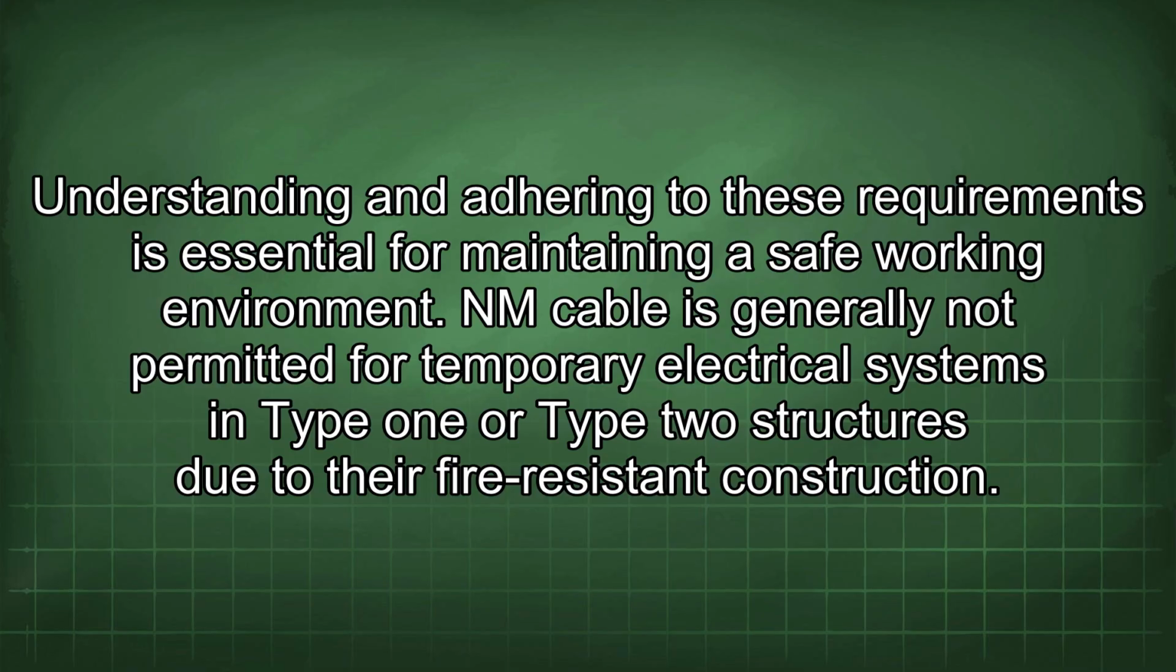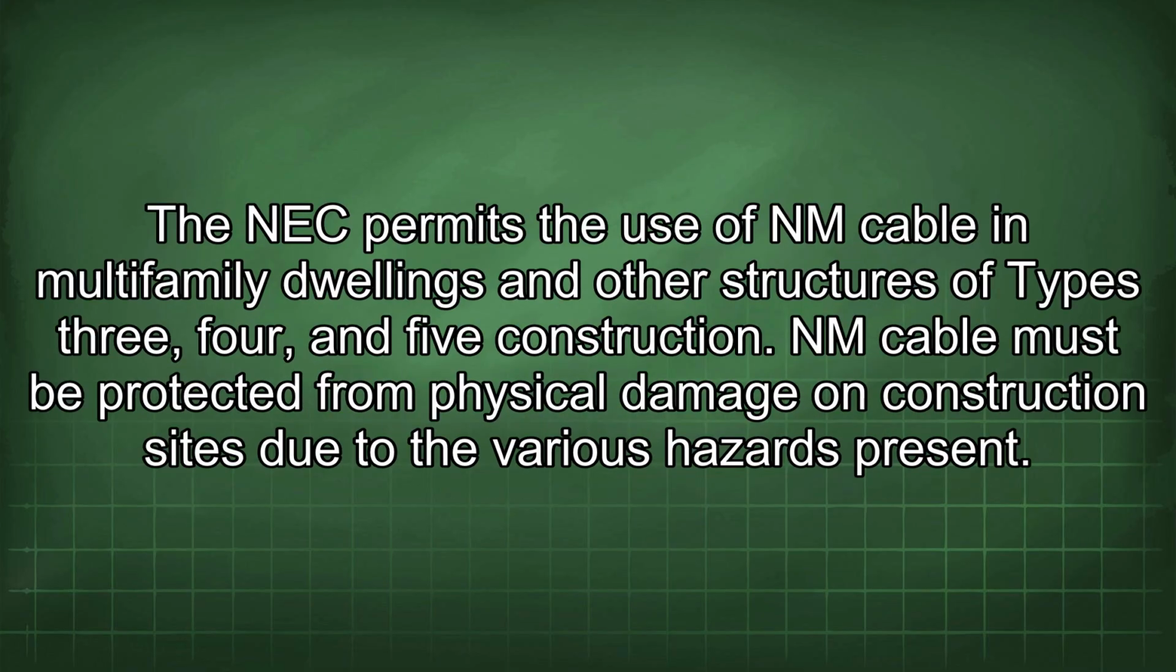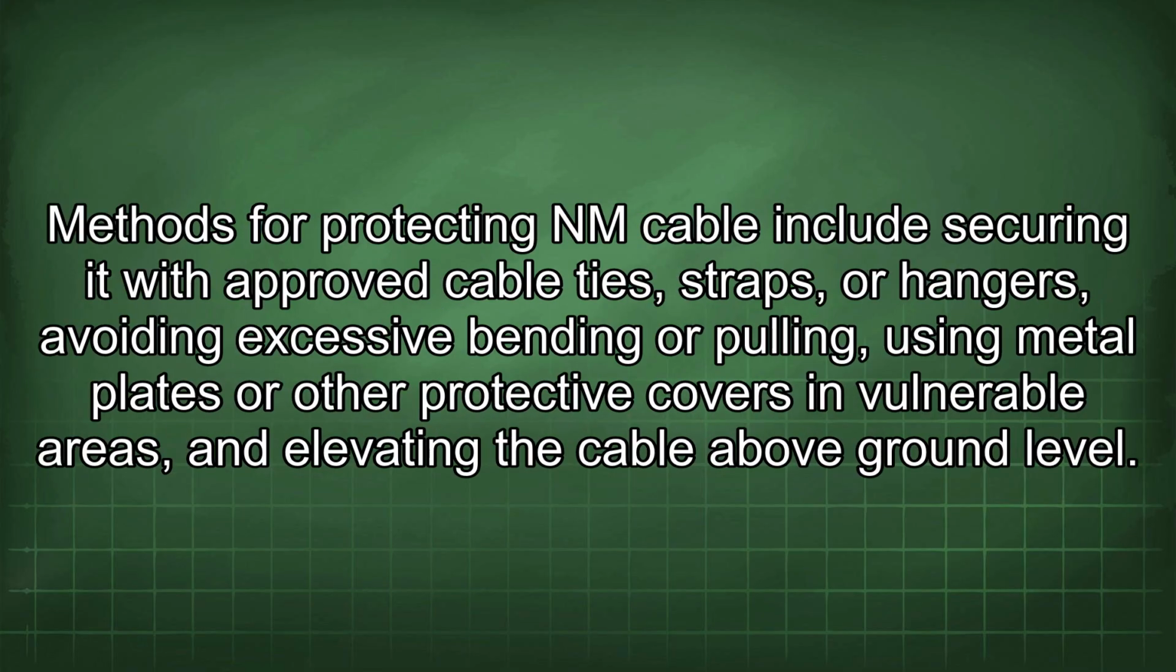NM cable is generally not permitted for temporary electrical systems in Type 1 or Type 2 structures due to their fire-resistant construction. The NEC permits the use of NM cable in multifamily dwellings and other structures of Types 3, 4, and 5 construction. NM cable must be protected from physical damage on construction sites due to the various hazards present. Methods for protecting NM cable include securing it with approved cable ties, straps, or hangers, avoiding excessive bending or pulling, using metal plates or other protective covers in vulnerable areas, and elevating the cable above ground level.